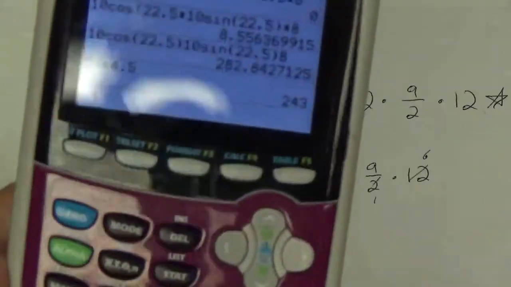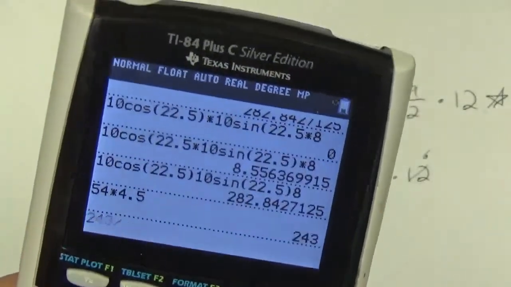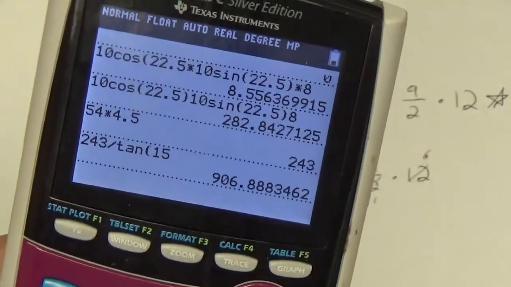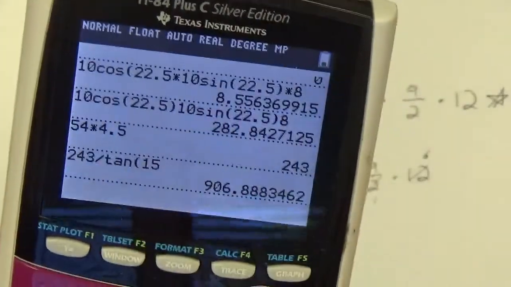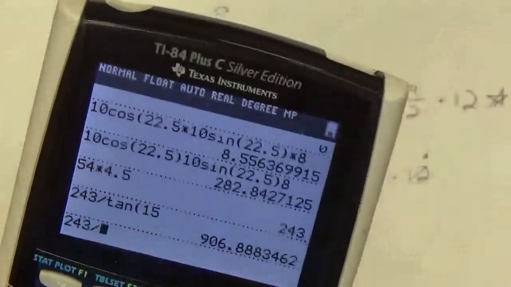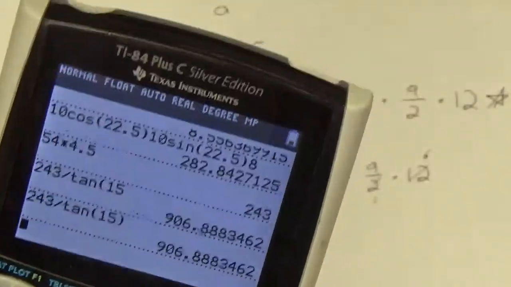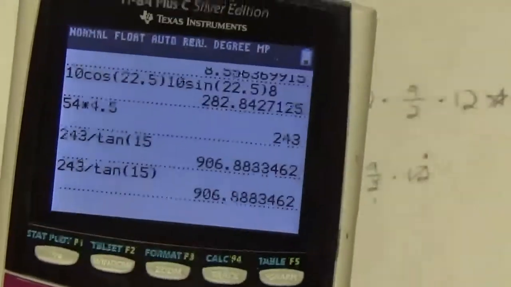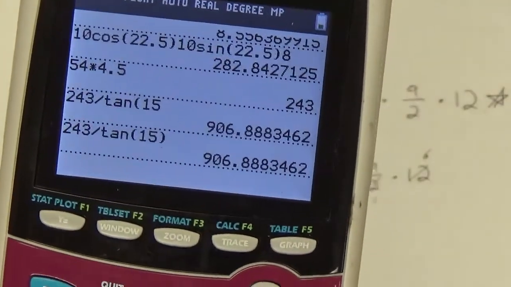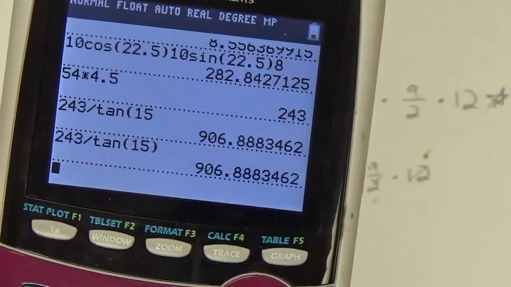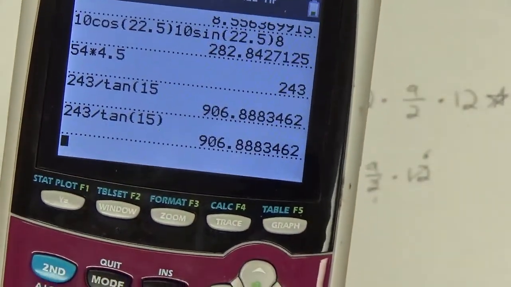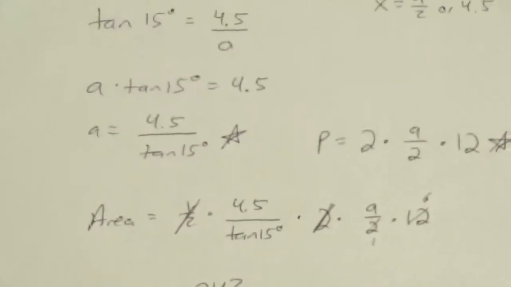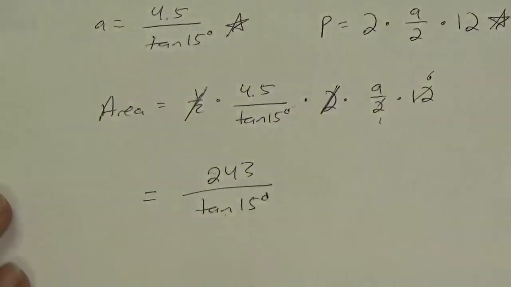Okay, 243 divided by the tangent of 15. All right, I didn't close that parenthesis. It was at the very end. It still gives me the same answer. I'll show you that. If it's at the very, very end, you can get away with not closing it. If you got anything after it and you don't close it, it's a problem. So you should get in the habit of closing it. I know when I'm allowed to and when I'm not, so that's why I didn't close it the first time. Okay, you're kind of at the point where you might not know when you're allowed to and when you're not.